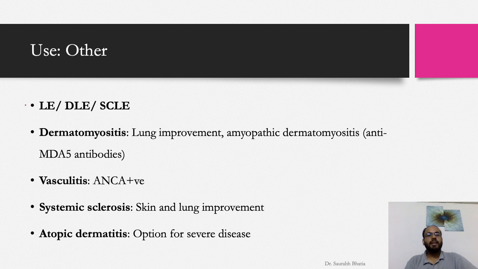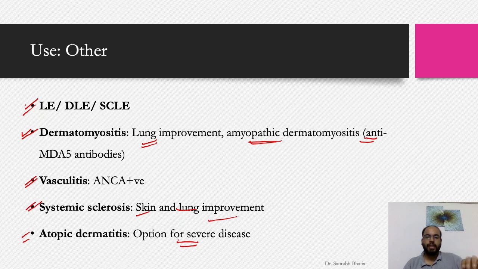Other uses are in LE, DLE, SCLE, and in dermatomyositis where it shows good lung improvement, and there have also been case reports of good improvement in amyopathic dermatomyositis, which is anti-MDA5 antibody positive. Vasculitis, predominantly ANCA positive vasculitis. Systemic sclerosis, I've already said that it decreases fibrosis and leads to good skin and lung improvement. Atopic dermatitis, and it can be used as an option for severe disease. So you control the disease activity, make it manageable, and then maintain the patient on MMF.